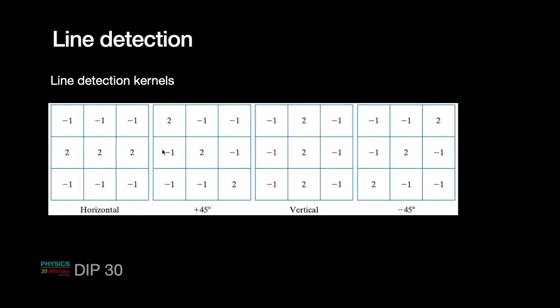This is a 45 degree kernel, plus 45: minus 1, minus 1, 2, minus 1, 2, minus 1, 2, minus 1, minus 1. This is a vertical line detecting kernel, and this is a minus 45 degree kernel. So you can use different kernels to extract different angles of lines from your image.